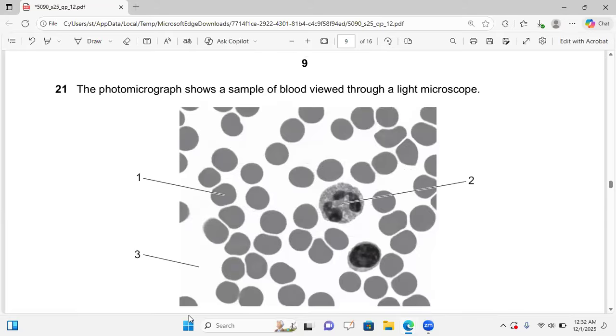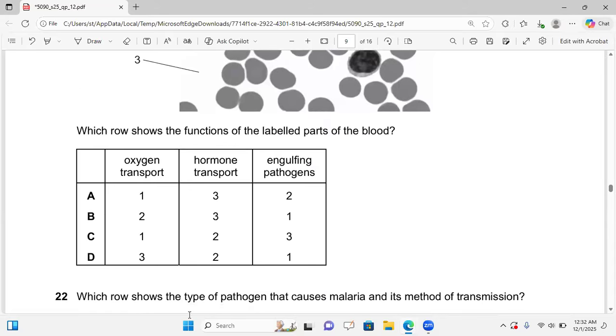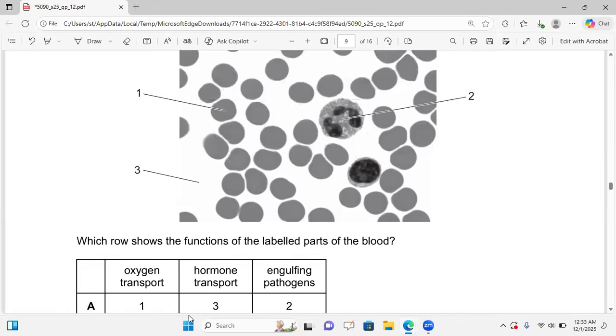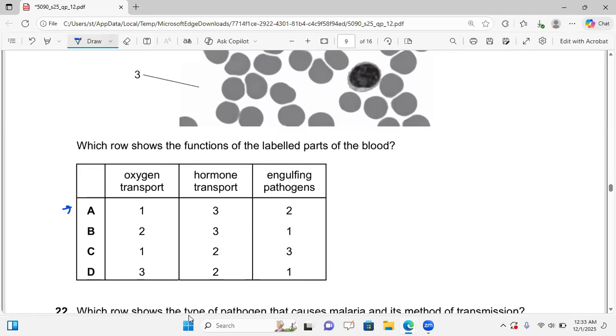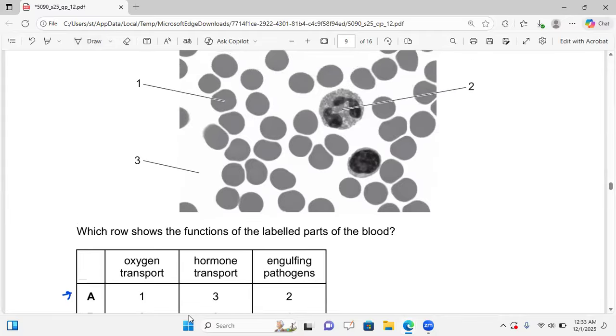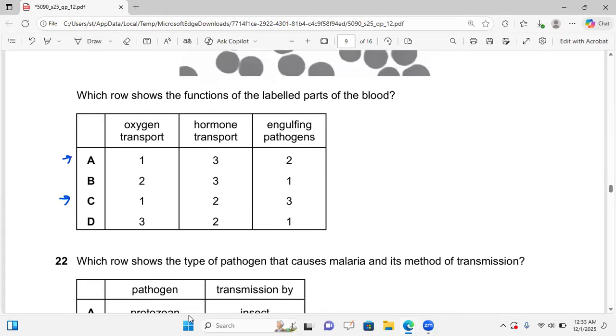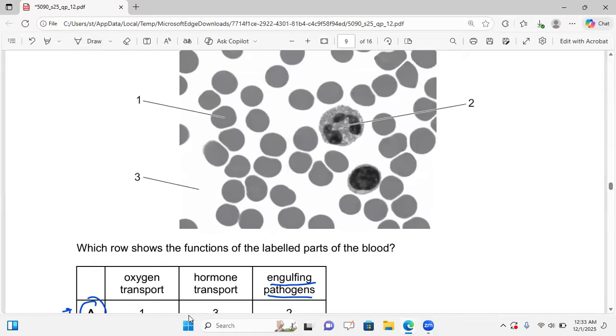So what he is saying is, which row shows the function of the labeled parts of the blood. On the basis of the activity of those cells, which is performing which function. Oxygen transport, this is hemoglobin, non-nucleated. Oxygen transport is for option A or option C. Hormone transport can be taken with respect to 3 only, so it can be A, because hormones are carried through the plasma. So option A will be perfect. Engulfs pathogens is 2, which shows that they are white blood cells engulfing the pathogens.